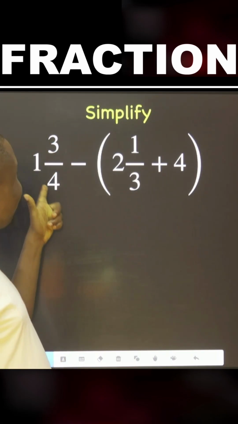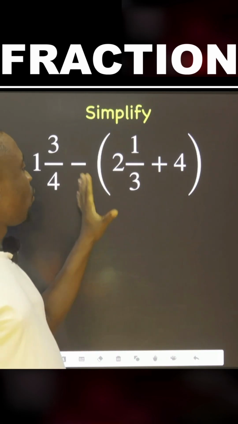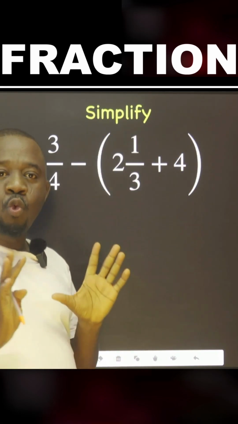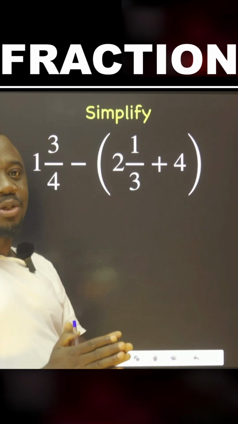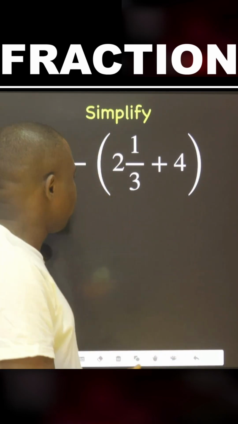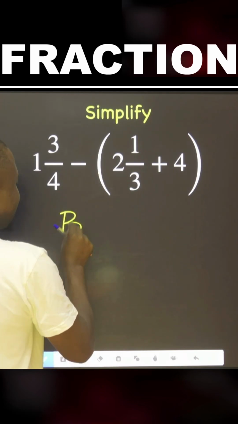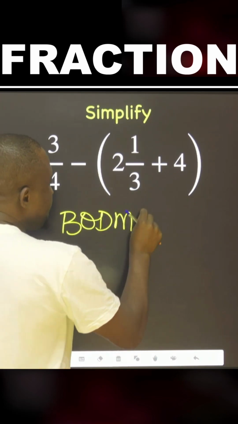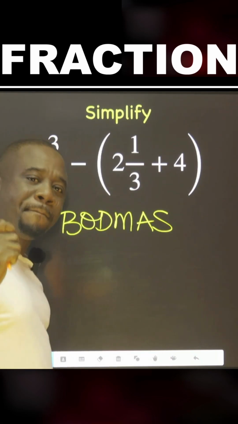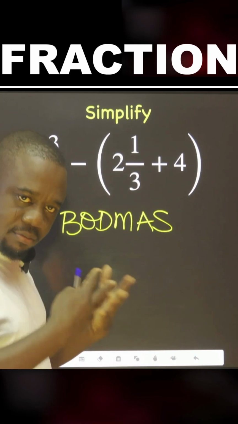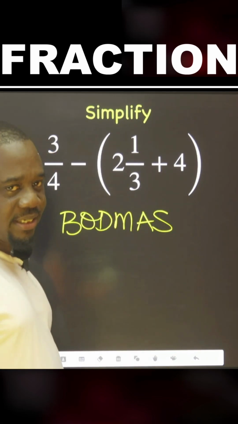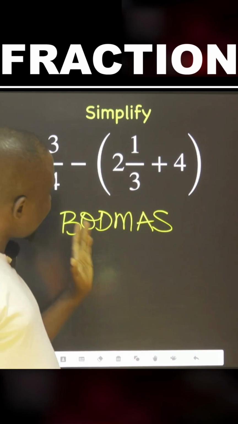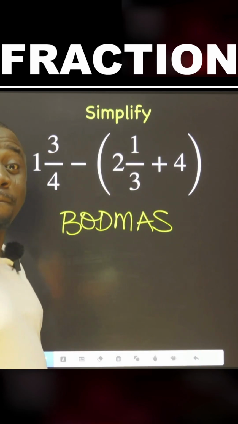Now let's look at this. As you can see, we have a mixed fraction here. We have brackets here. Once you have a situation like this, try and use BODMAS to know the one you need to do first. BODMAS is like the birth certificate of people. Who comes first? These are the children of mathematics. This is according to their birthday.